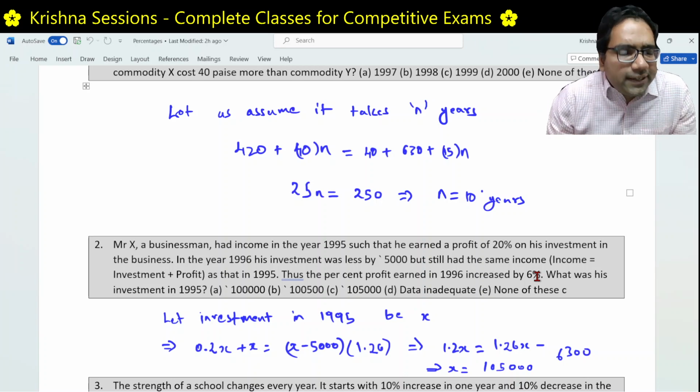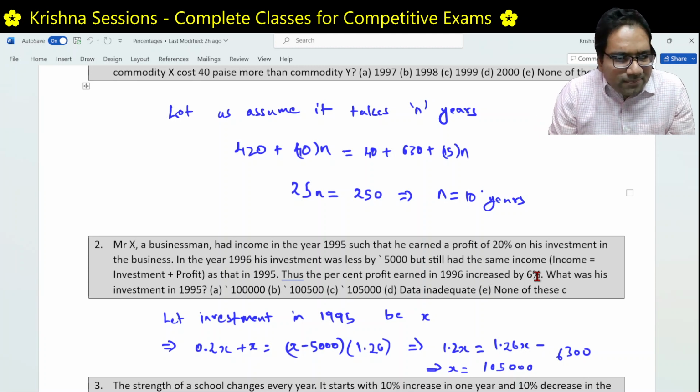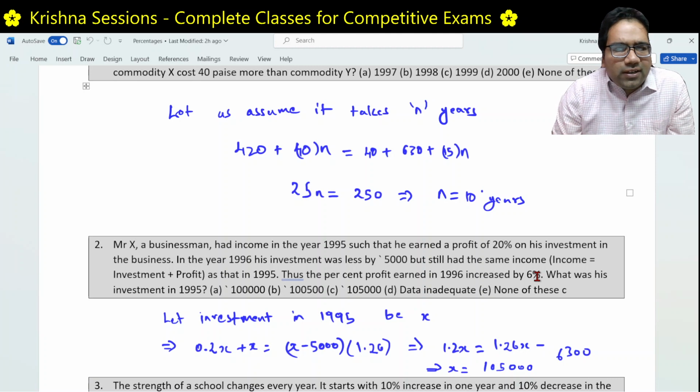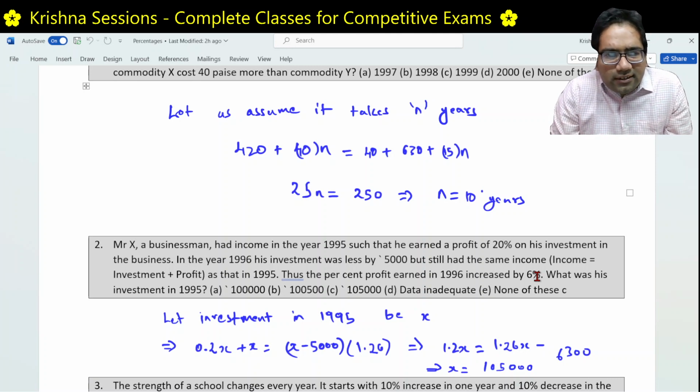Let us assume the investment in 1995 was X. And what is he saying? He earned a profit of 20% on an investment in the business. What is his 1996 investment? It is X minus 5,000, right? If the 1995 investment was X, 1996 is X minus 5,000.